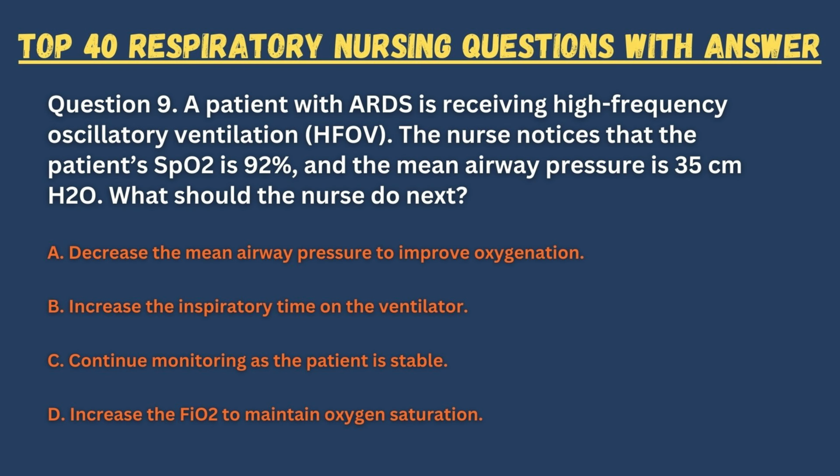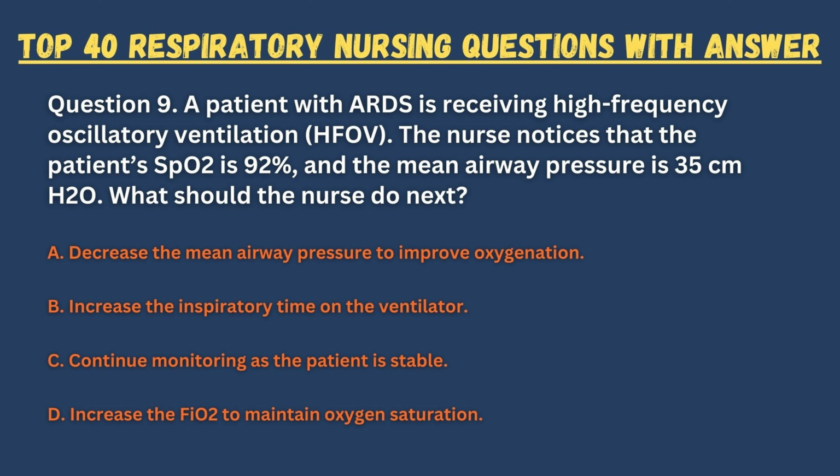Question 9. A patient with ARDS is receiving high-frequency oscillatory ventilation, HFOV. The nurse notices that the patient's SpO2 is 92%, and the mean airway pressure is 35 centimeters H2O. What should the nurse do next?